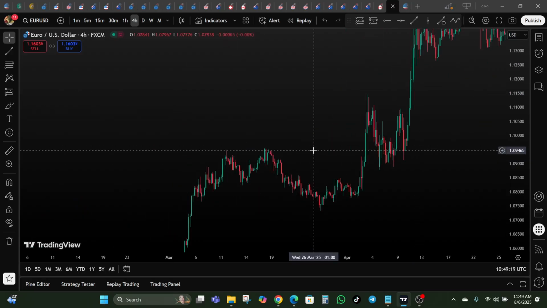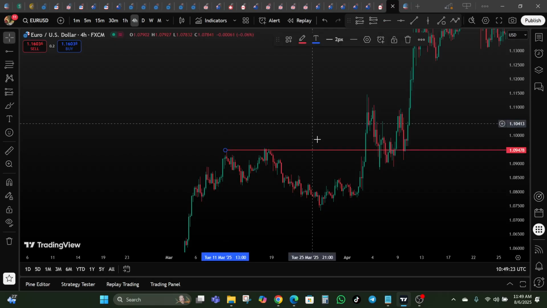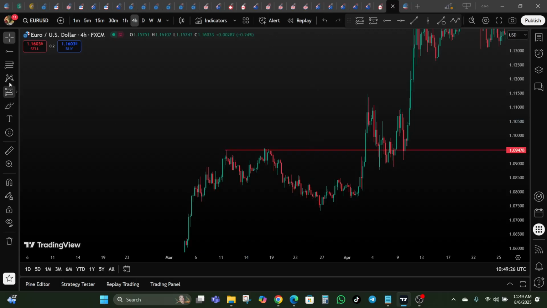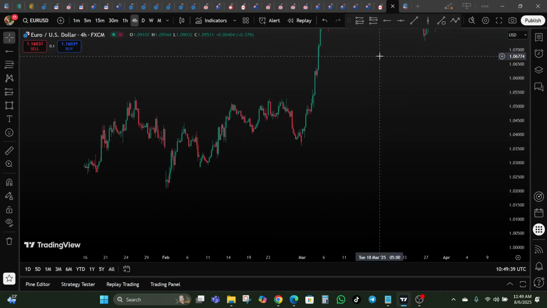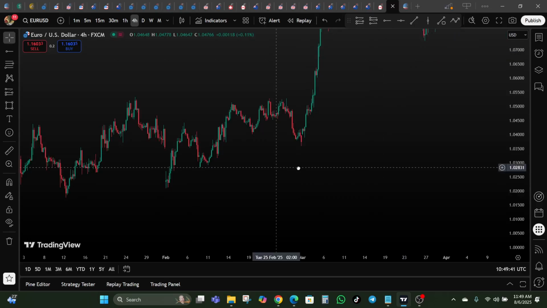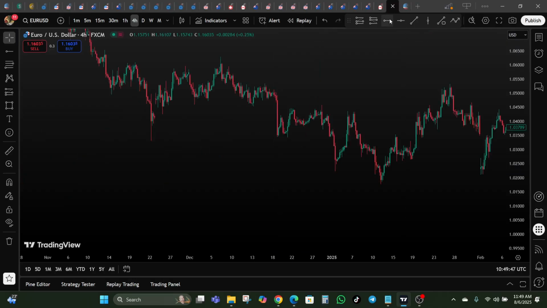Areas where you have equal highs, right? Areas where you have equal lows. Let's see if we can find an equal low. I think we have one around here, right?